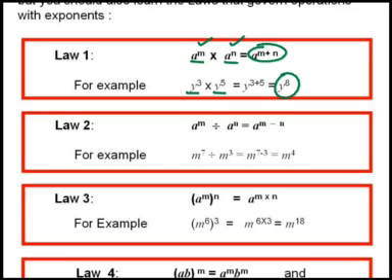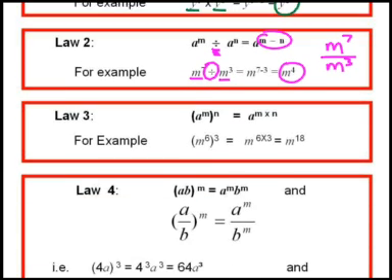Law 2 is just the opposite of that, where you divide. Now you'll subtract the exponents. So m to the power of 7 divided by m to the power of 3 will give us m to the power of 7 minus 3, which is equal to m to the power of 4. 7 minus 3 is 4, and this could also have been written as m to the power of 7 over m to the power of 3. Means exactly the same as division.